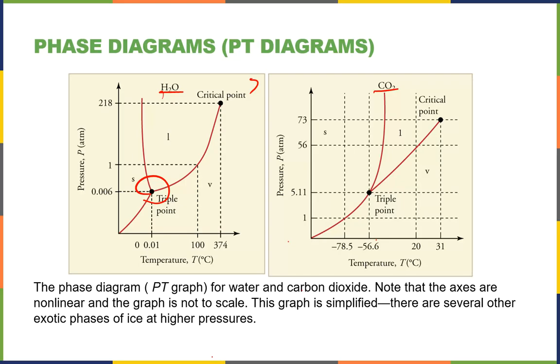We don't normally reach that condition, right? The triple point for water is 0.01 degrees Celsius. That's something we commonly go across, but 0.006 atmospheres. So we don't commonly get there. You have to pump it down, lower the pressure to get there.